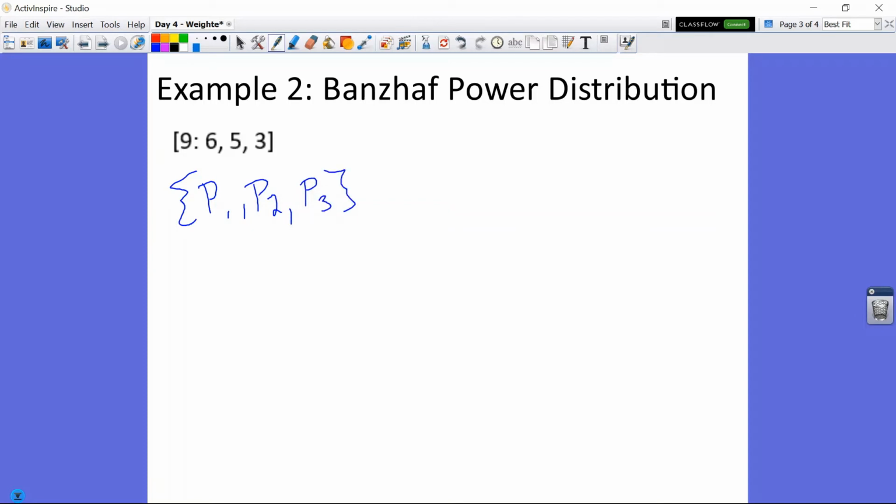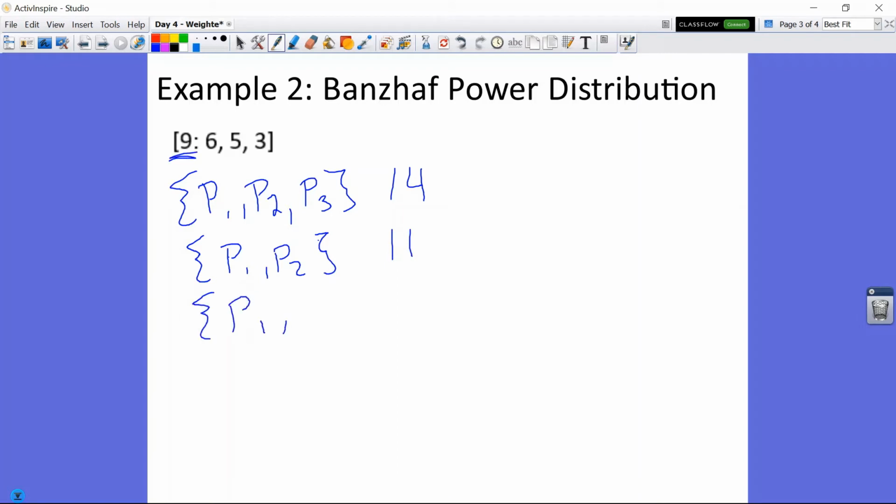The first winning coalition is the Grand Coalition. Player 1, player 2, and player 3 can all vote together, and they will definitely have over 9 votes. They will have 11, 12, 13, 14. All right, then player 1 could vote with player 2. If they do, they have 11 votes. That would be enough to meet our quota.